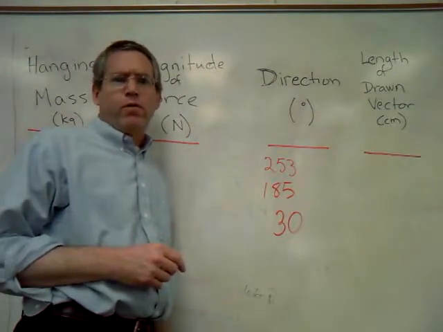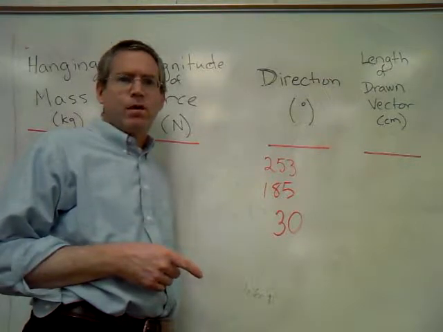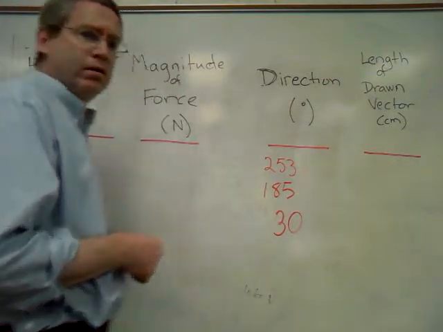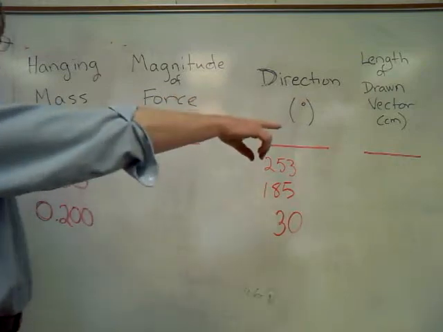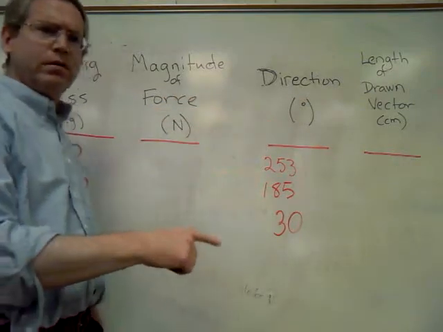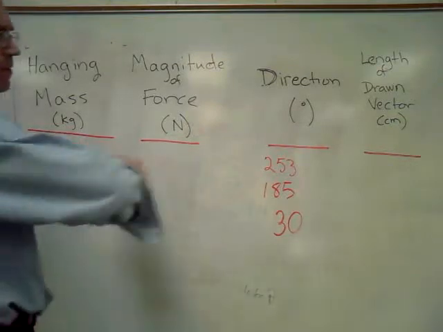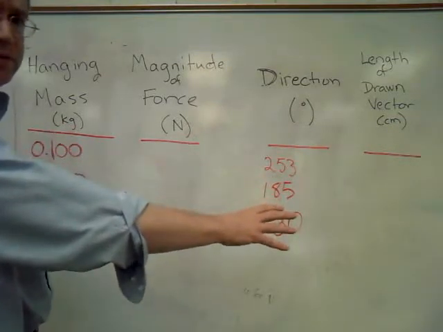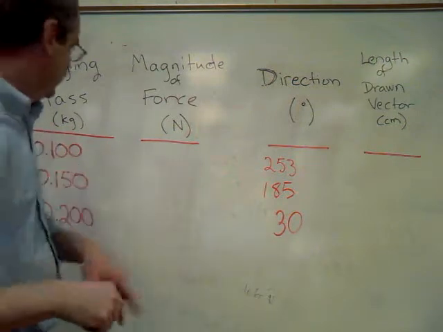All right, this is the first of a four-part series on the force table equilibrium lab. I have set up here three different hanging masses, magnitude of force, direction, and length of drawn vector. I think it can be seen clearly. Right now I have a data set down. You might consider this to be results, and we'll talk about that in just a second, but this is a sample of data from a typical lab, part A, where you have three different forces.